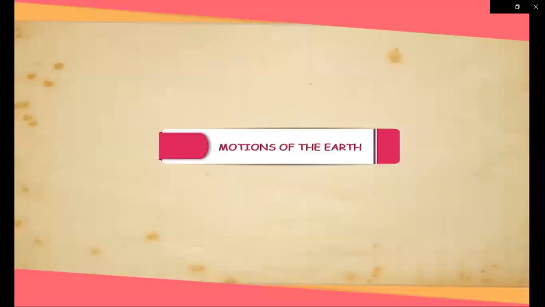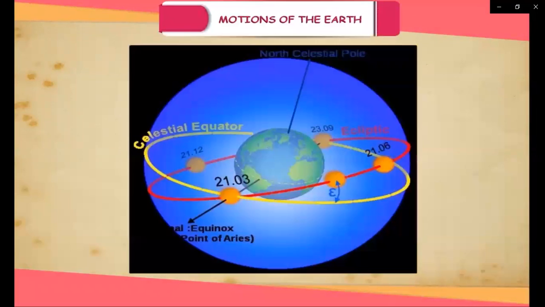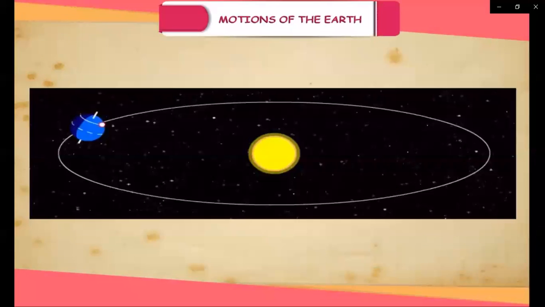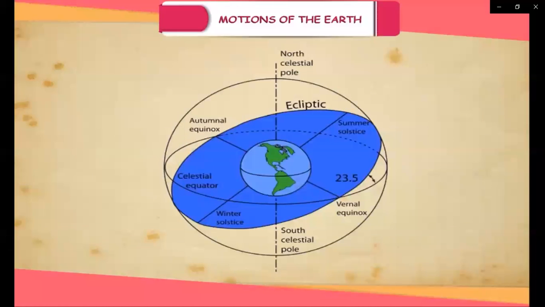Motions of the Earth. Our planet Earth has two types of movements, namely rotation and revolution. The movement of the Earth around the Sun on a fixed path or orbit is called revolution. The spinning of the Earth on its axis is called rotation.